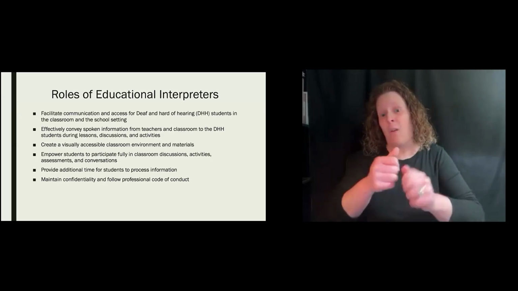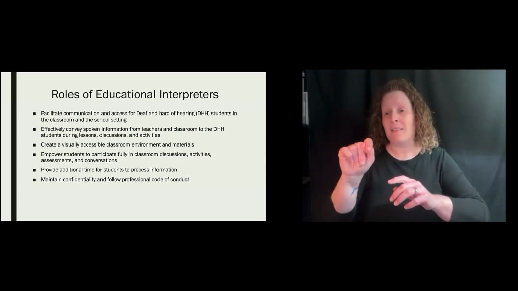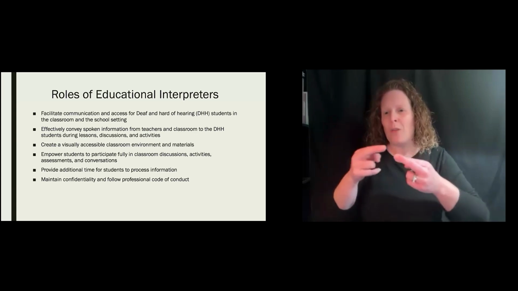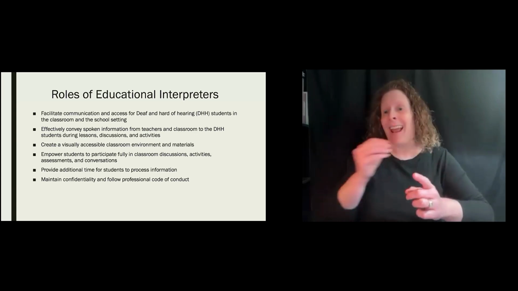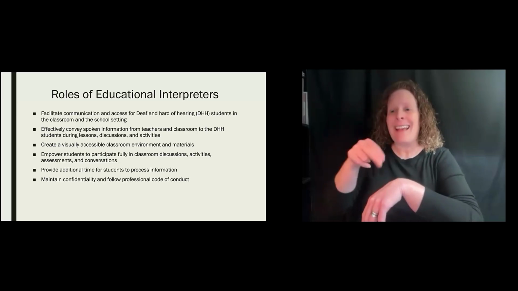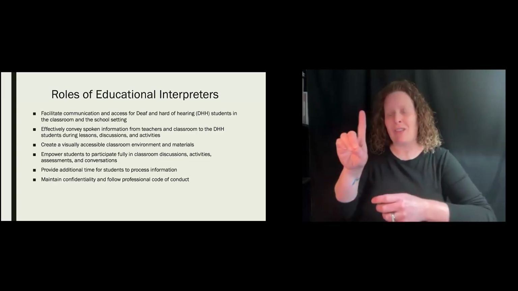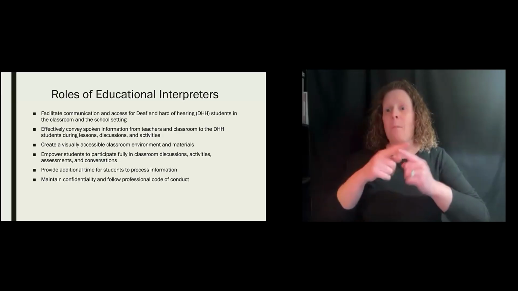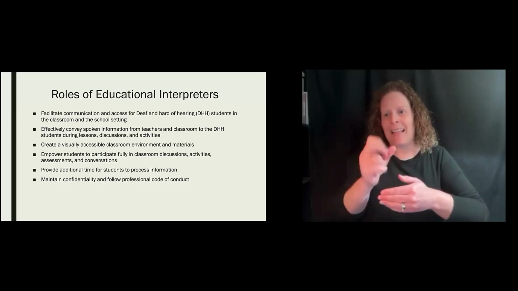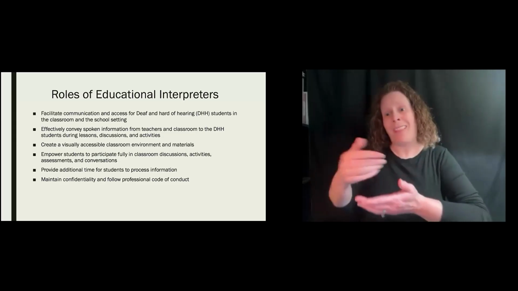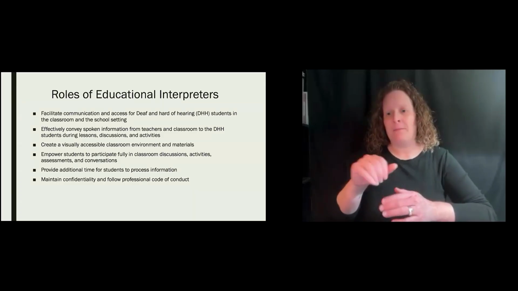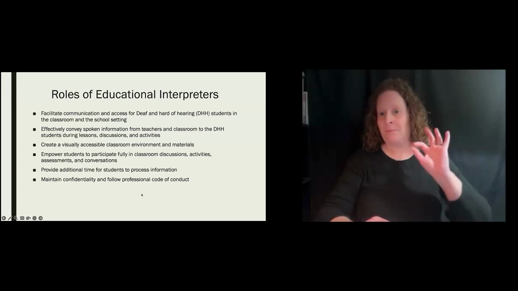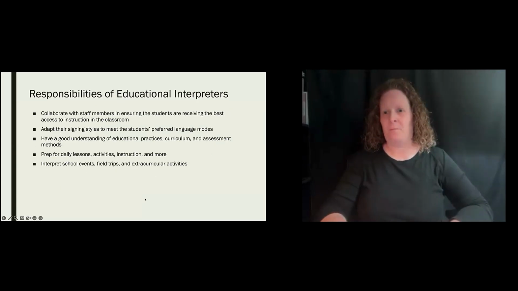Interpreters also have to maintain confidentiality. They have to follow the professional code of conduct. Under the RID, the National Registry of Interpreters for the Deaf, and the NAIE, the National Association of Interpreters in Education, they also have a professional code of conduct. But the NAIE is focusing on the K through 12 code of conduct, and then we have the national CPC as well for general code of conduct amongst adults.